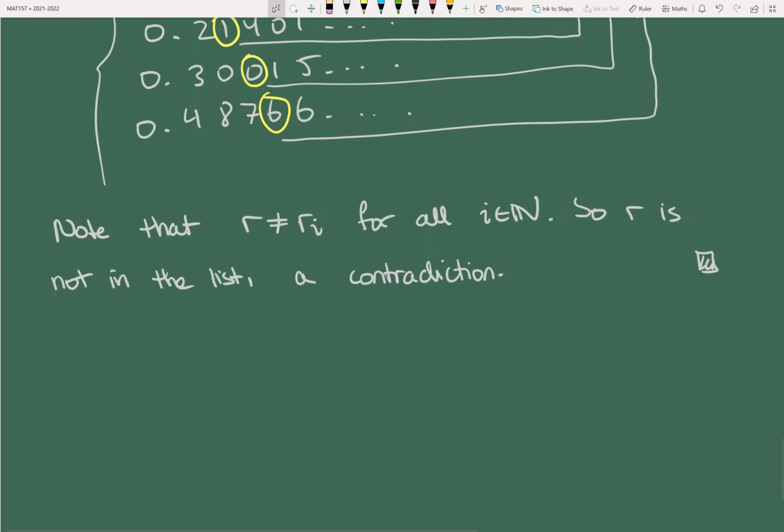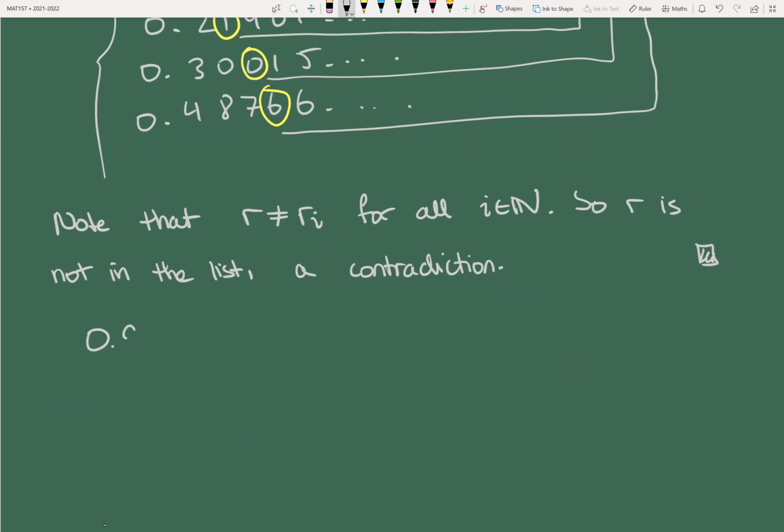Do you all know this? 0.9 bar is equal to 1. These are the same number, right? So we have this issue in that the representation of real numbers is not unique, and you want to avoid this. So in binary, you'll get the same thing, right? If you ever get the collection where you get 1, 1, 1, 1, and this goes forever, that becomes like that, right? So you have to be careful.